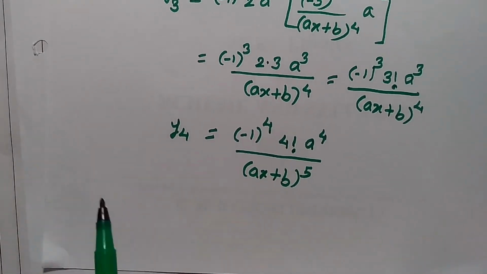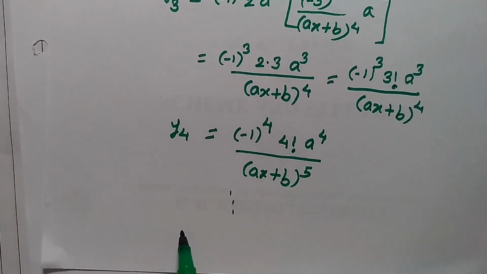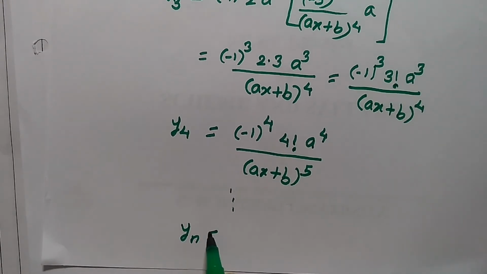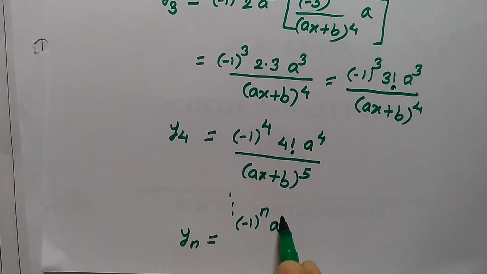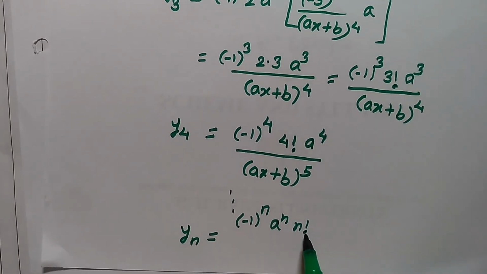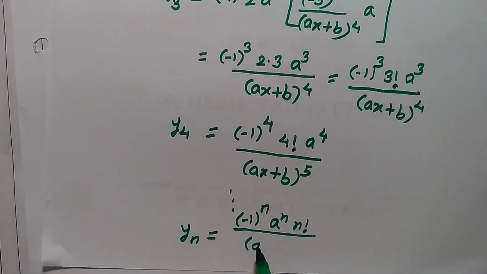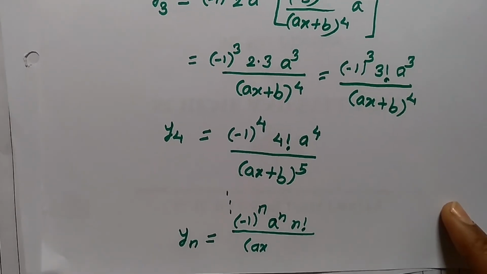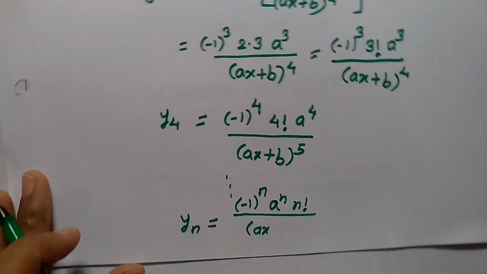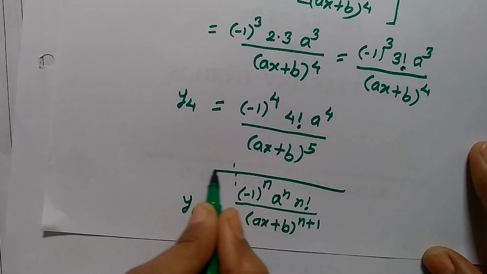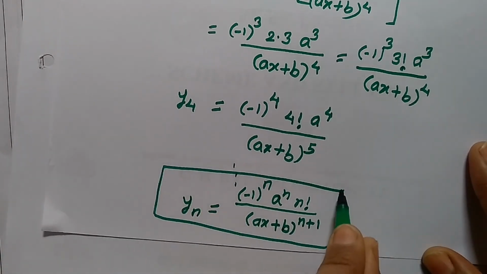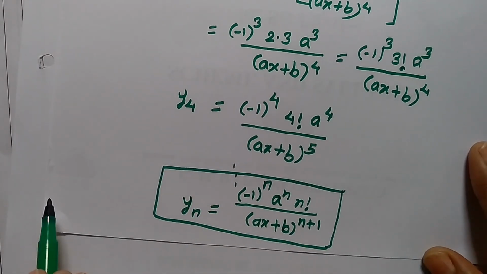The same process, if we repeat up to n times, then the nth derivative becomes yn equals minus 1 raised to power n into a raised to power n into n factorial divided by (ax plus b) raised to power n plus 1. So this is the nth derivative of 1 upon ax plus b.